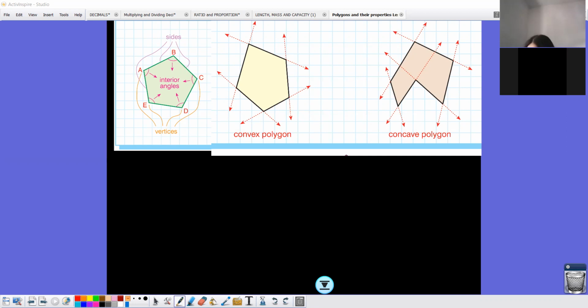Teacher, what is vertices? The points. You know, do you remember in the triangles we were talking about? Yes, teacher, yes. No, I didn't know.